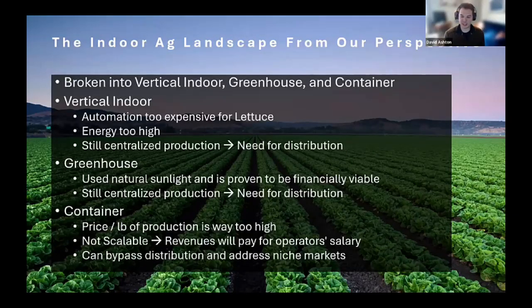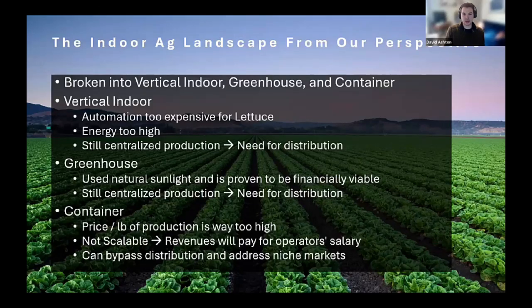of the waste and cost that comes out of traditional agriculture is because of centralized production. And so it was interesting to see vertical indoor farms and greenhouses growing so much in one area where they still require that distribution. Whereas container farms, they took a different approach where they weren't centralized; they could be distributed.